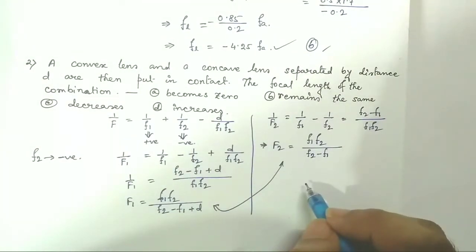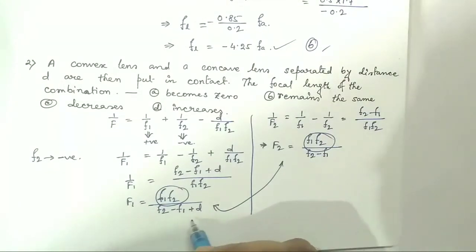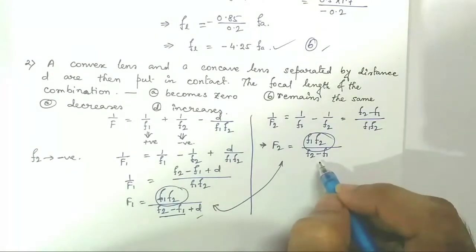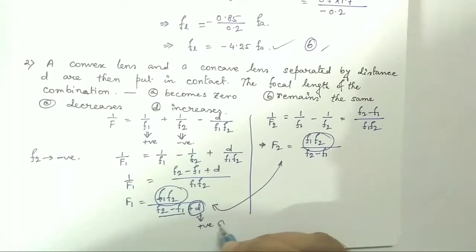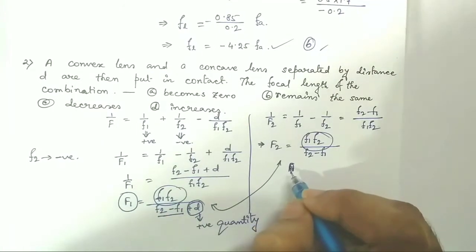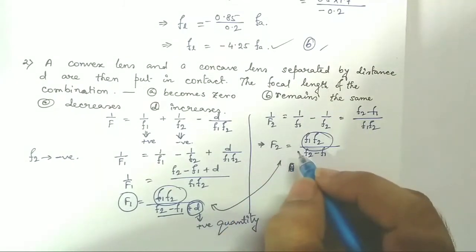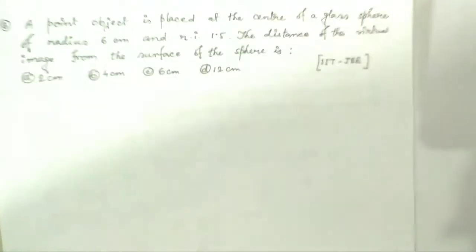Comparing these two equations, we can see that the numerator of these two equations are the same. In the denominator, here it is f2 minus f1 plus d, and this is f2 minus f1. Since d is a positive quantity, this factor actually decreases. So if we take the ratio of f1 and f2, then we will see that the focal length of the combination will increase. So option D is the correct answer.